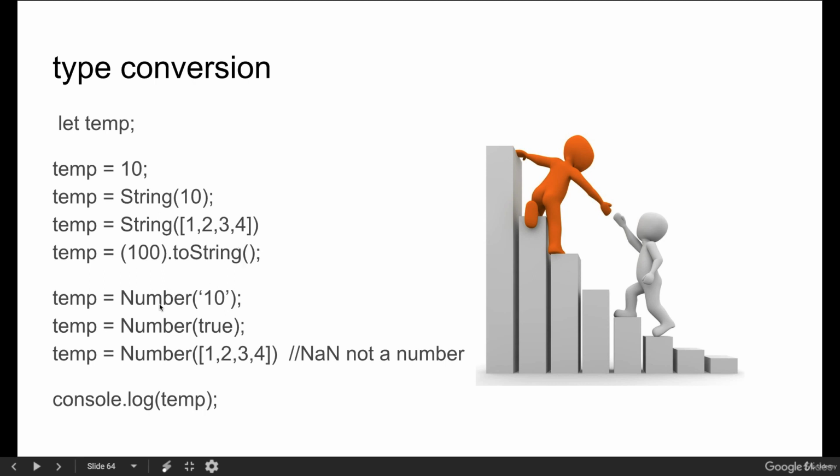You can also convert to a number, so you can force a string, and as you can see, the 10 has the quotes around it, so this is a number. You can also turn a boolean into a number. And if you try to turn something that is not a number, could never be a number, into a number, you're going to get NaN, which stands for not a number. We can log these out into the console and try these and take a closer look.